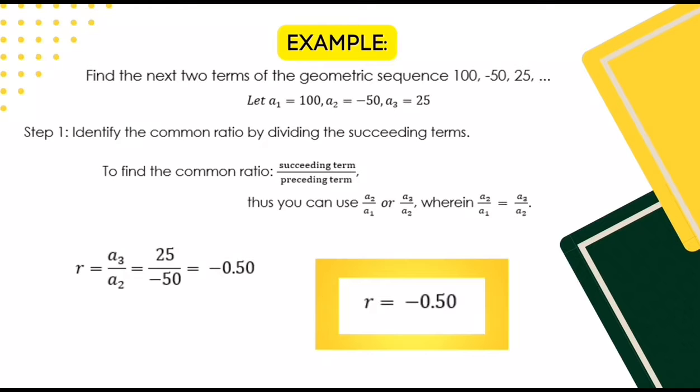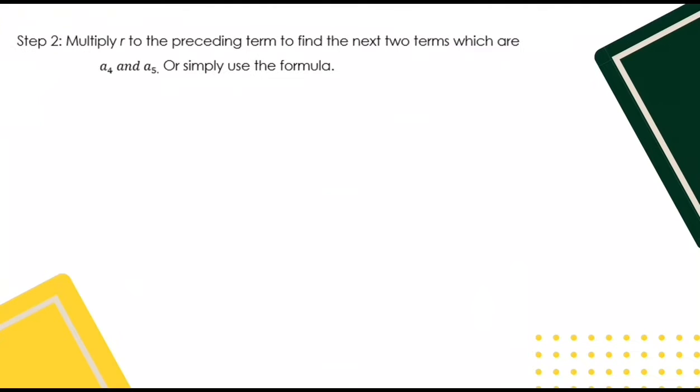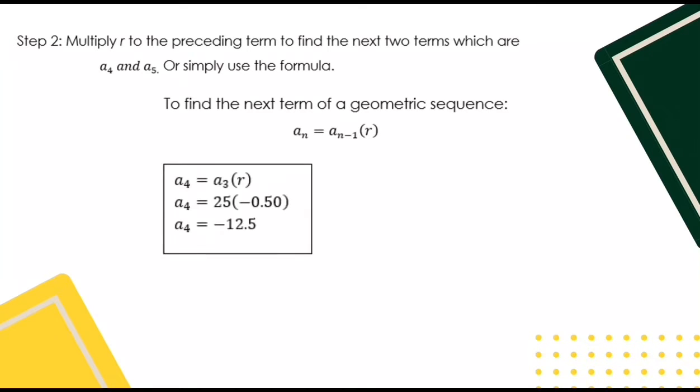Now, we can proceed to the second step, and that is multiply the common ratio to the preceding term to find the next terms, which are a sub 4 and a sub 5. Or we can simply use again the formula in finding the next term of a geometric sequence, and that is a sub n is equal to a sub n minus 1 times r. Let's first find our fourth term, or a sub 4. So we have a sub 4 is equal to a sub 3 times r.